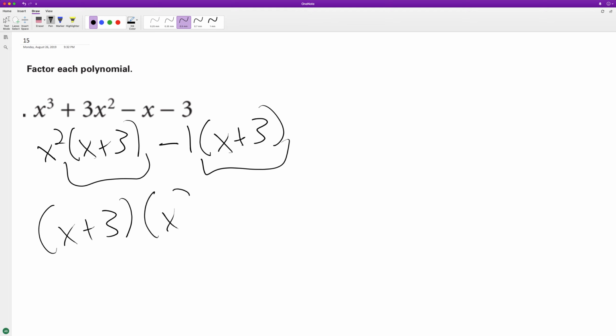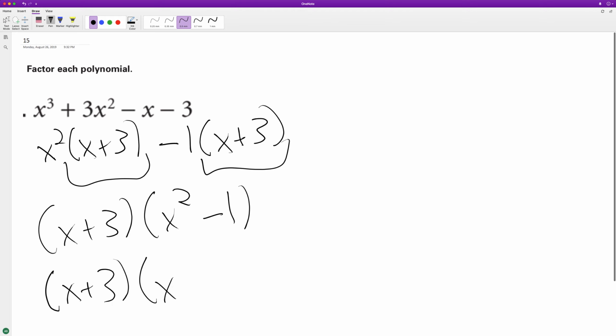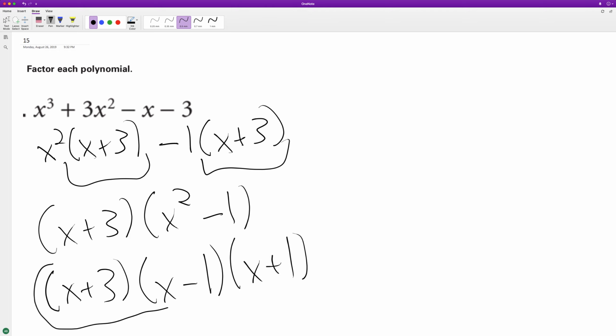And then we have the x squared, oops, minus 1, difference of perfect squares. So we can actually still factor this further. So x plus 3, and then we have x minus 1 and x plus 1. And that's it.